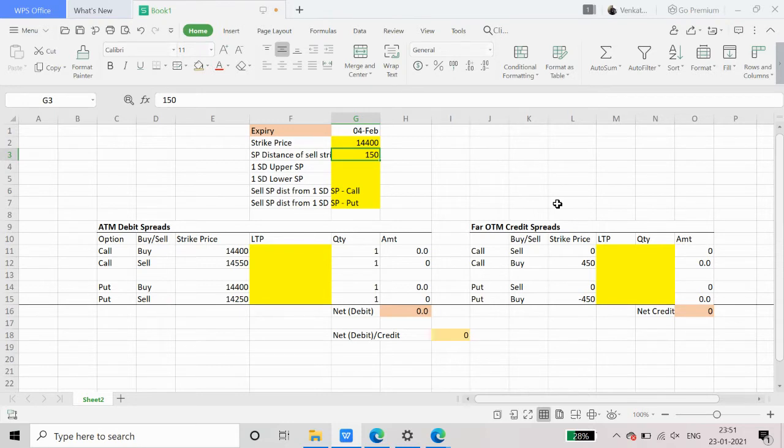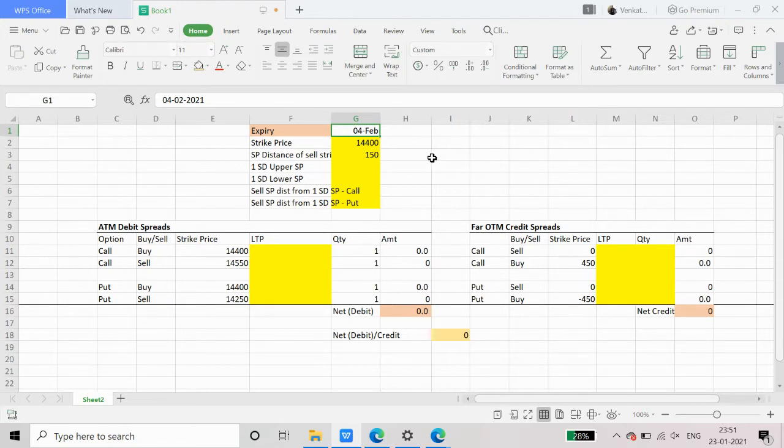So we will be constructing the strategy on Nifty option trades. Expiry would be the subsequent week expiry. So the current week expiry is 28 Jan. So we will be doing it for subsequent week expiry, which is 4th of Feb.